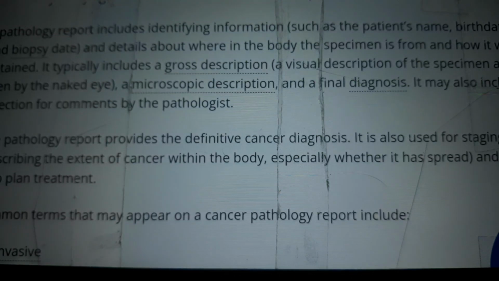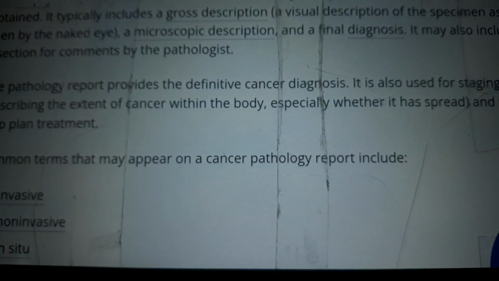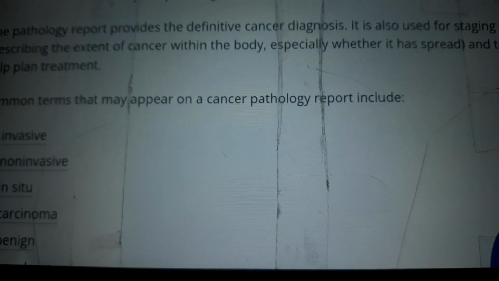The pathology report includes identifying information such as the patient's name, birth date, and biopsy dates, and details about where in the body the specimen is from and how it was obtained. It typically includes a gross description, a visual description of the specimen as seen by the naked eye, a microscopic description, and a final diagnosis. It may also include a section for comments by the pathologist.